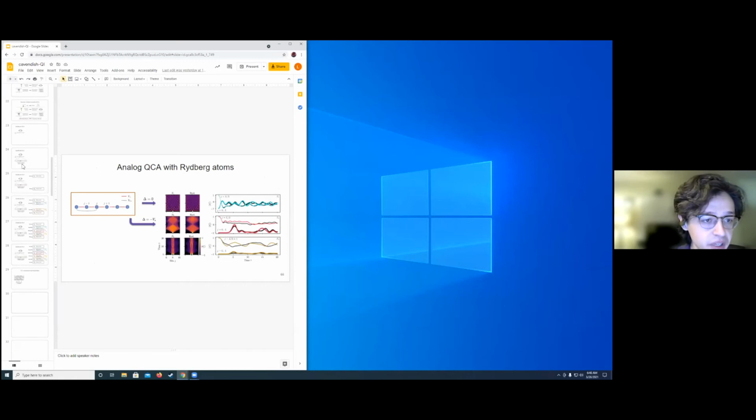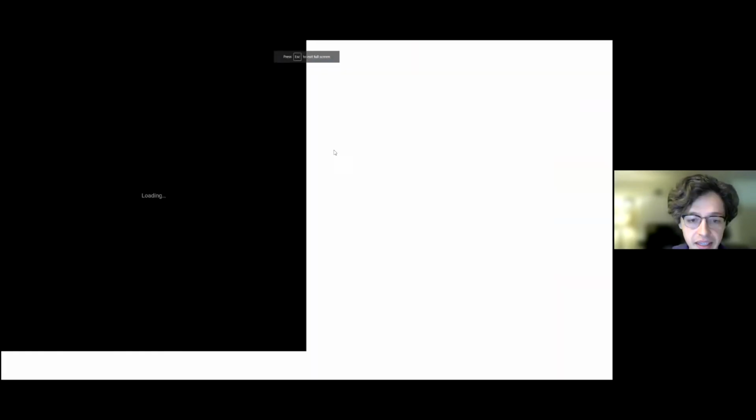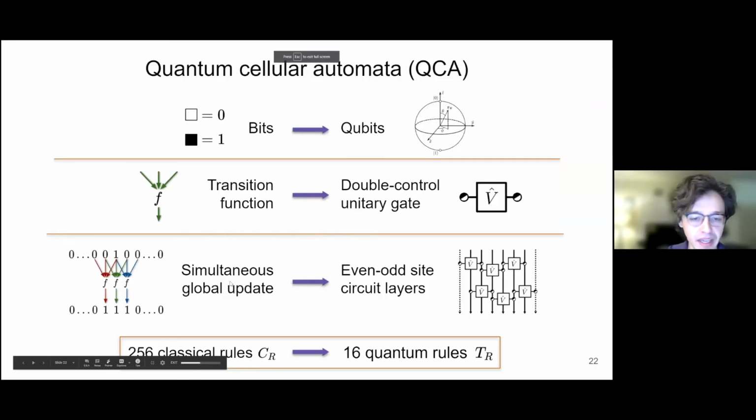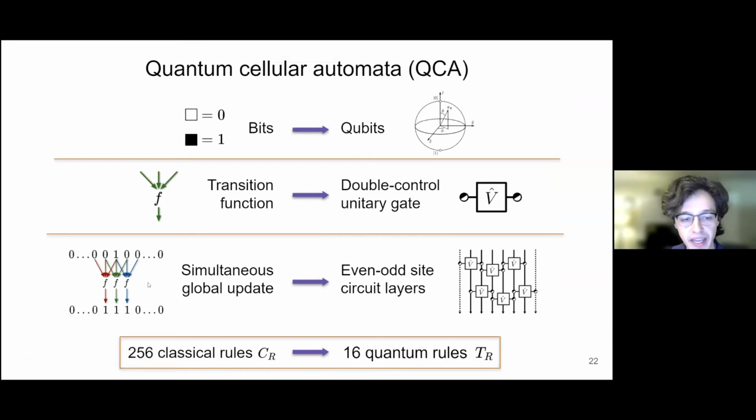The reason that we have to apply this even-odd update is the following. In the classical case, it's a simultaneous update. And the way that that works is actually encoded in this little picture here. You have to have 2 copies of the bit string at any given time. You basically have to have one to read from and one to write to.